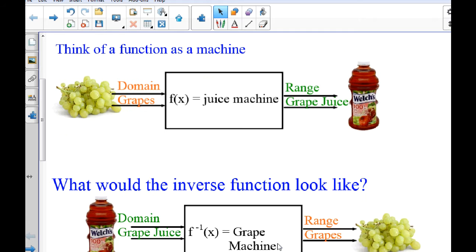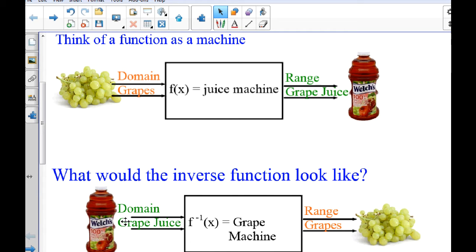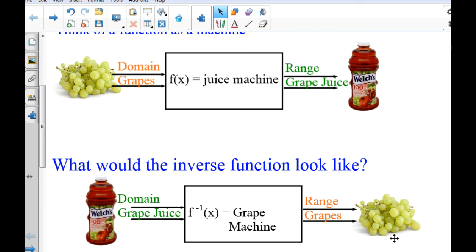Well, what would the inverse do? Inverse would look something like this. If we have grape juice, we put it into the grape machine, or fruit machine perhaps, and we would get grapes. If we had apple juice, we would put it in and we would get apples.